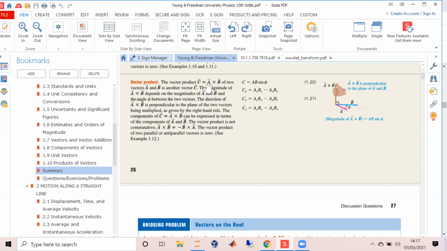Okay, if we are computing A multiplying B, we just put our hand in the way that our fingers close in the same direction that A would close towards B. Like you can see in this figure, the fingers are closing in the direction of this angle. Do you see this small arrow? Once you do that, you will realize that your thumb is pointing in a direction, and that's the direction of the resulting vector.